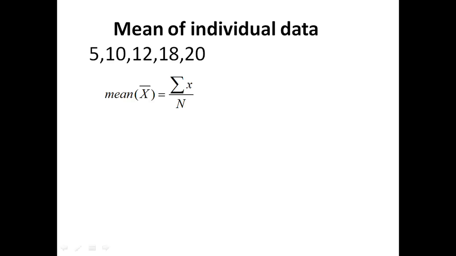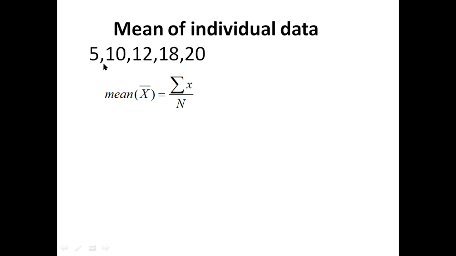So here it goes, like suppose 5, 10, 12, 18 and 20. Suppose these are marks scored by 5 students, or it may be weights, or maybe ages. So if the data of the persons are taken individually, then it is called individual data. And for that, while finding the mean, we have to add all the data and divide by the total number of items.